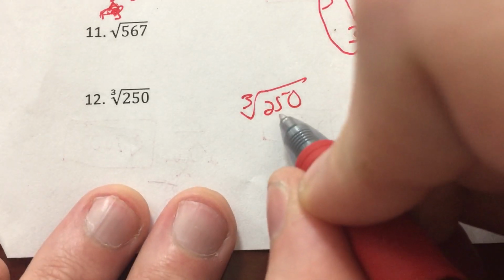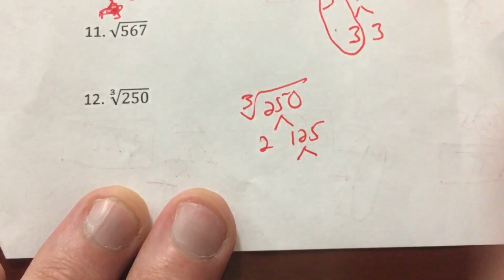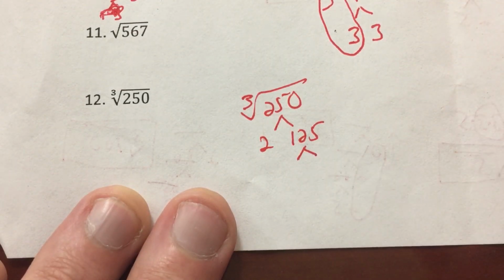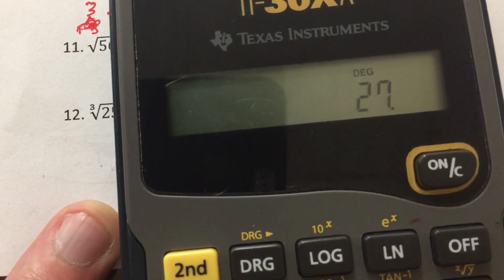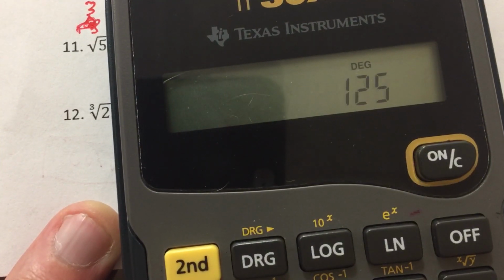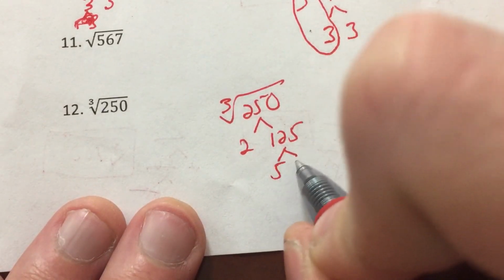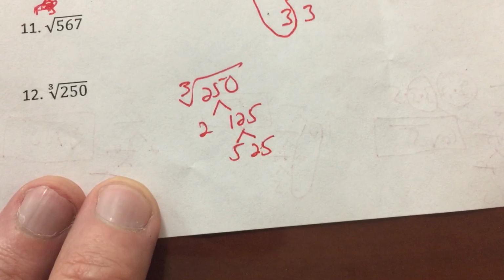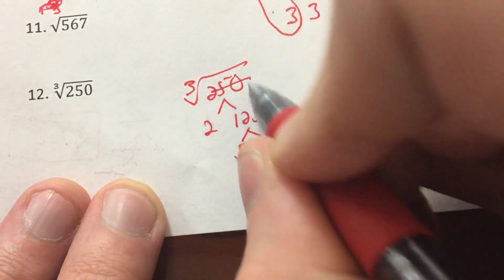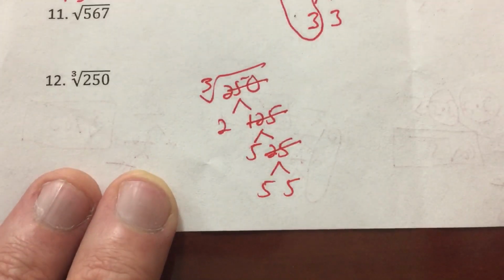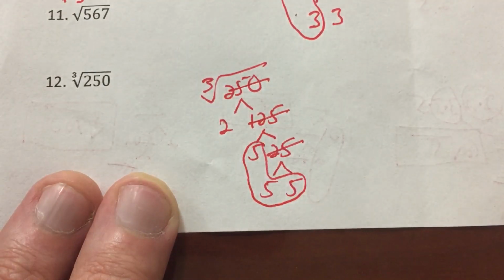All right, 250 could be 2 times 125. 125 can definitely be divided by 5. What would it make if you didn't know? 125 divided by 5 is 25. So 5 times 25 is 125. And 25 could be 5 times 5. Since I'm under a cube root, I'm looking for a group of 3. There they are. I got 3 5s.